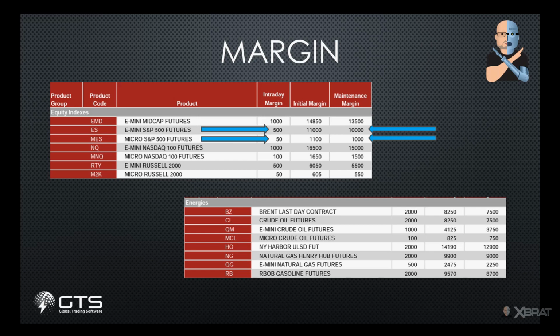So there is light at the end of the tunnel for those traders that don't have big $50,000, $100,000 accounts. So CL, for example, we just talked about that in an example there. $2,000 is the intraday margin.